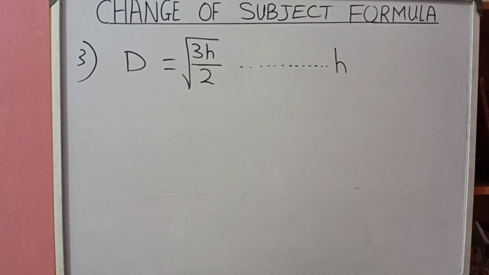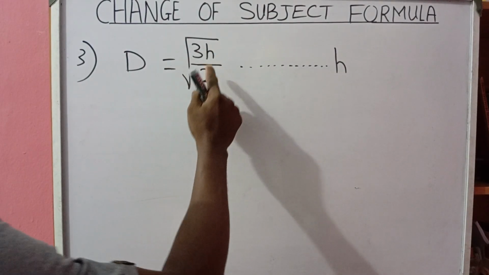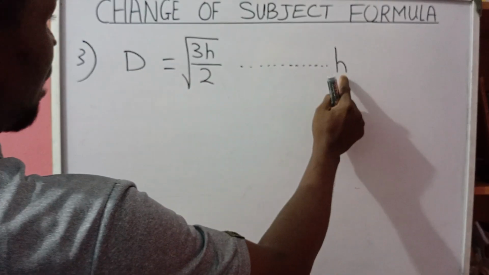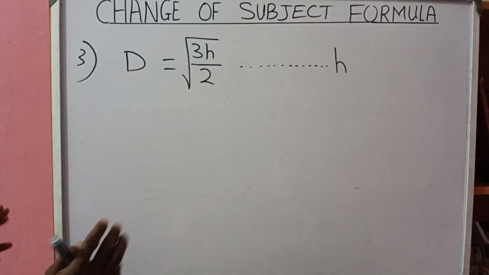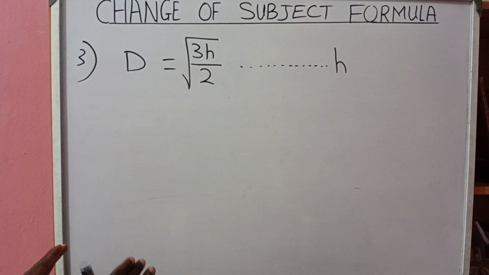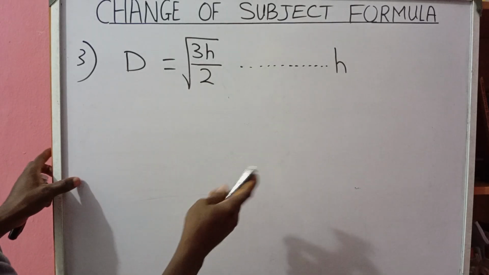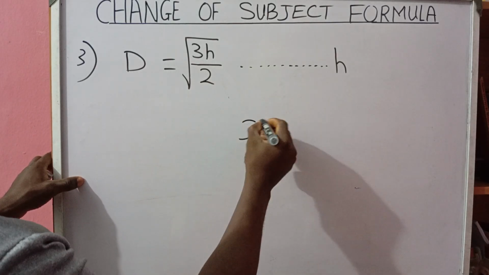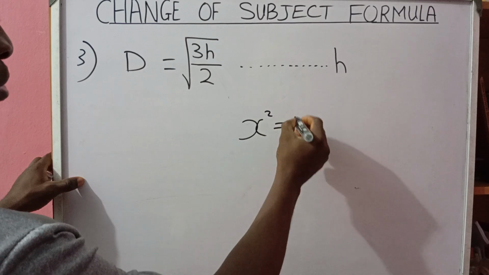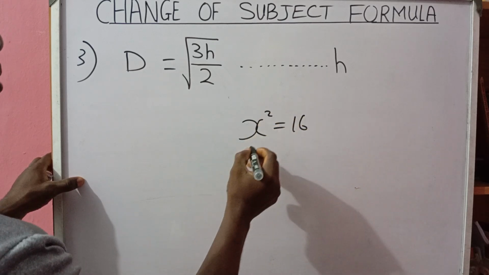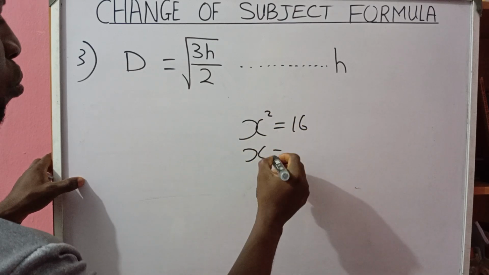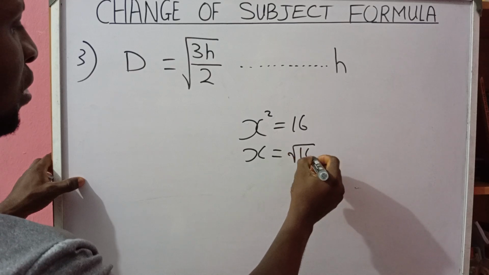For example 3, what we have here is d equal to square root of 3h all over 2. And we have to make h subject of the formula. That is to say, we have to make h stand alone. But there's something I want us to clear here. Recall, I once said when you have x squared equal to 16, if you have square, what do you do? You apply square root. That becomes the square root of 16.